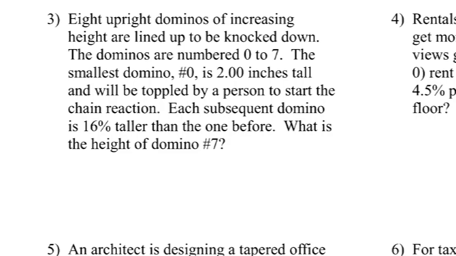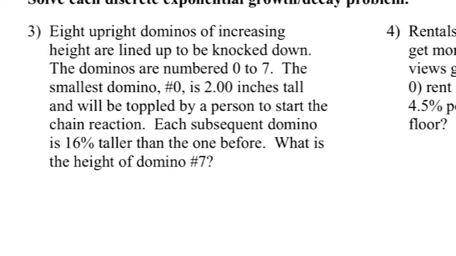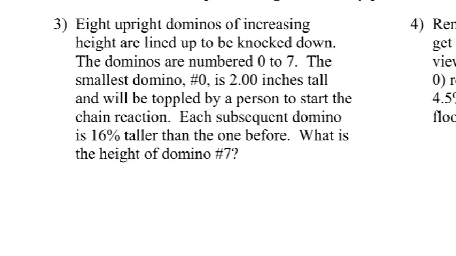All right, in this one, we are solving each discrete exponential growth or decay problem. So 8 upright dominoes of increasing height are lined up to be knocked down. The dominoes are numbered 0 to 7. The smallest domino, number 0, is 2 inches tall and will be toppled by a person to start the chain reaction. Each subsequent domino is 16% taller than the one before. What is the height of domino number 7?